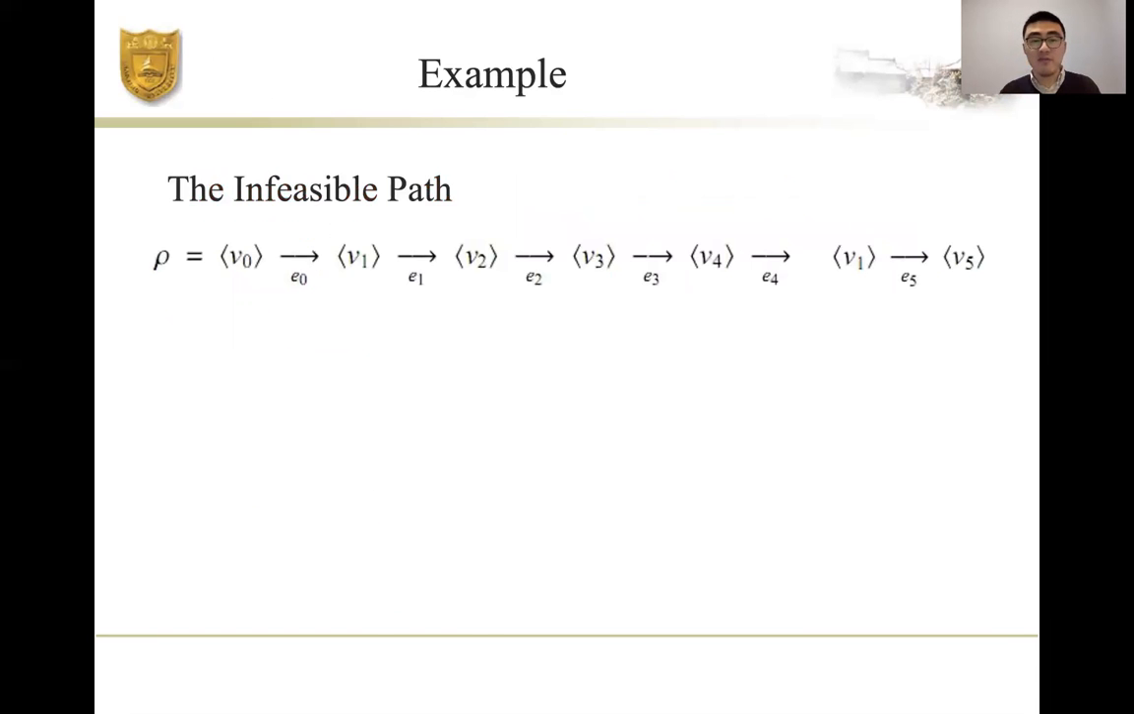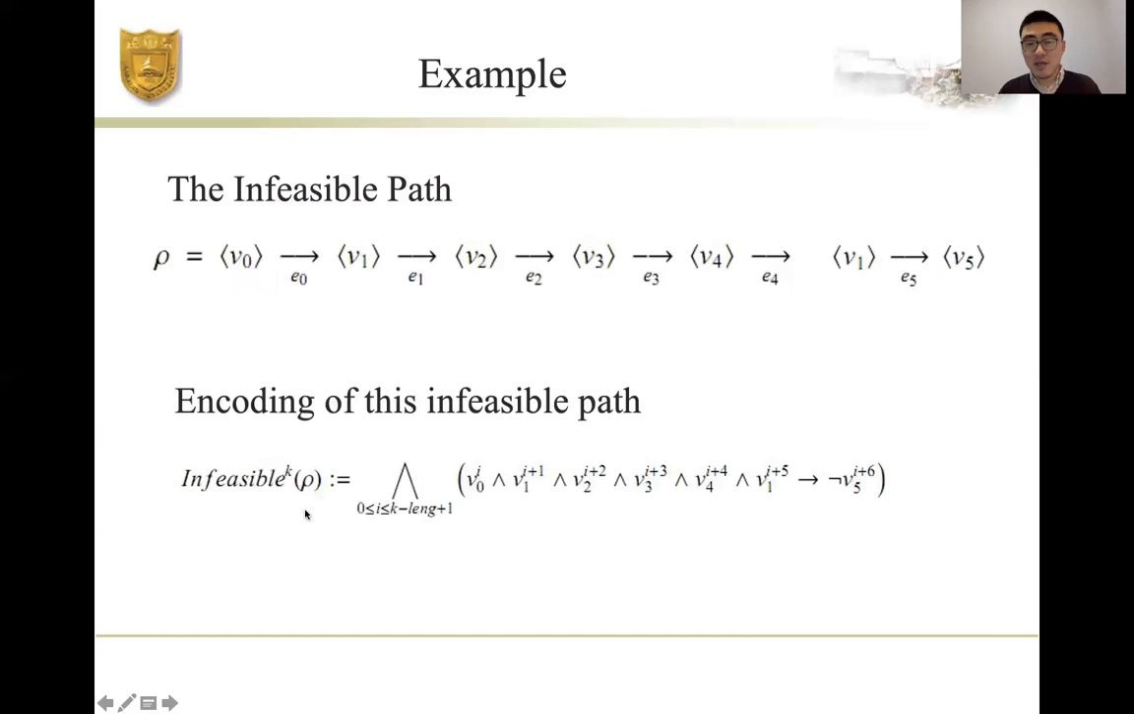For example, here we have an infeasible path from V0 to V1 and then V5, the one we have talked about numerous times. Then the encoding is like this. For this path, if V0 is true at step i, and V1 at i+1, V2 at i+2, and so on, then V1 at i+5, then you cannot be true on V5 at step i+6, right? I just put this constraint back into the SAT encoding. Then in this case, it will never give us a path which contains such a segment.